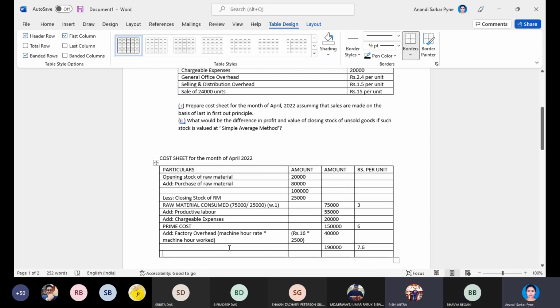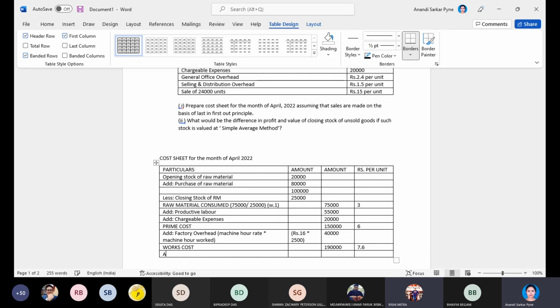So this is our works cost. Ma'am, you will divide 1,90,000 by 25,000? Yes, absolutely. Because till general overhead we will do that, then after that, on the basis of LIFO method we will be issuing 24,000 for sales. That's why there will be selling charges and all. So till this point we will divide by 25,000.